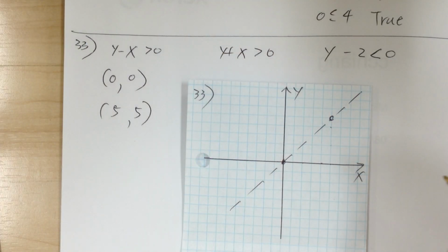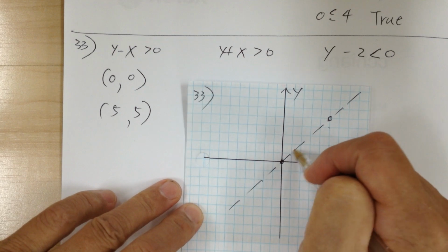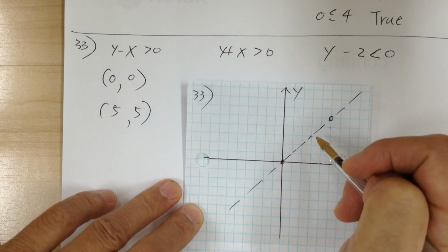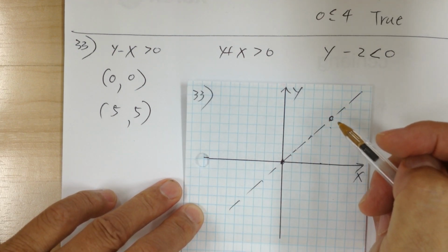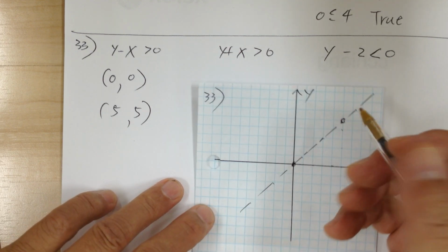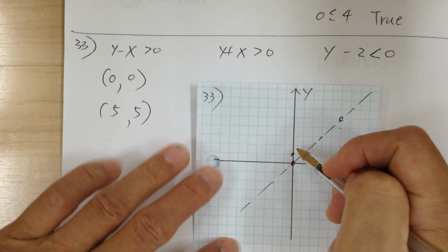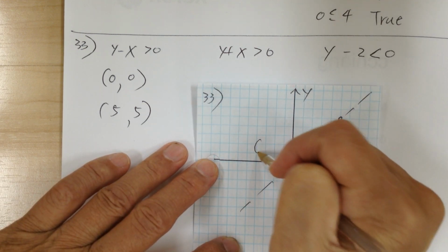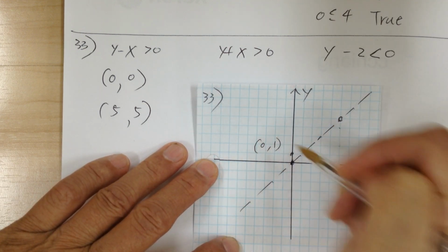Okay, so now you have to do the testing point. Now the testing point, you want to choose a point that is not on the line. So you cannot choose 0, 0. Okay? So I'm going to just choose a random point. I'm going to choose this point over here. I can choose an easy point. So I'm going to choose 0, 1.